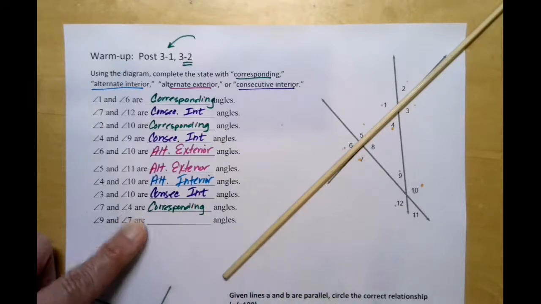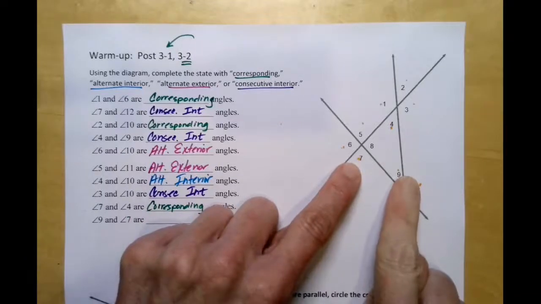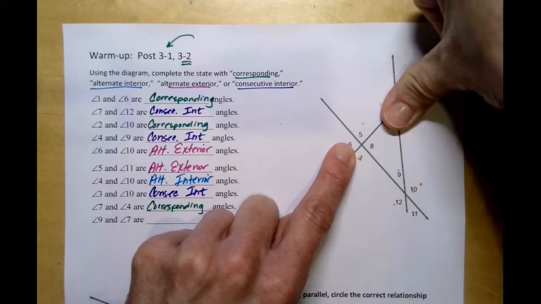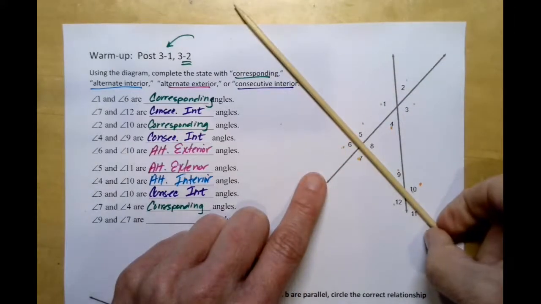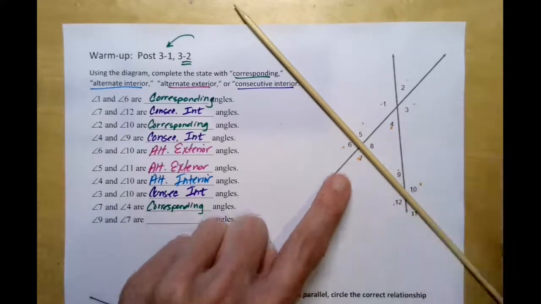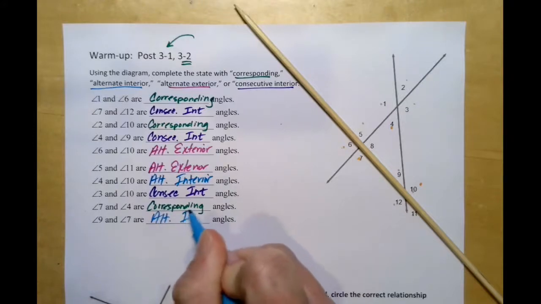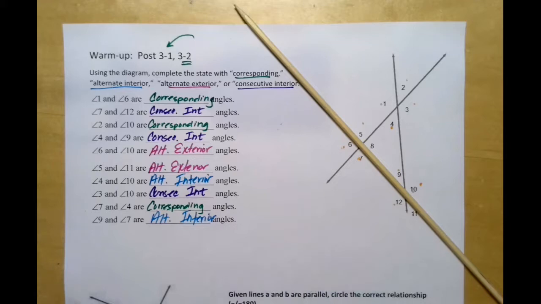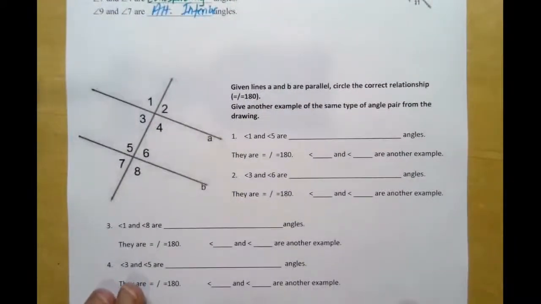Corresponding angles. All right, last one, 9 and 7. Can you say which part of the diagram doesn't matter? This family's out of that conversation. And who is connecting them? This transversal here. So 9 and 7 are going to be our alternating interior angles. All right, so now let's check out the second part of our warm-up.